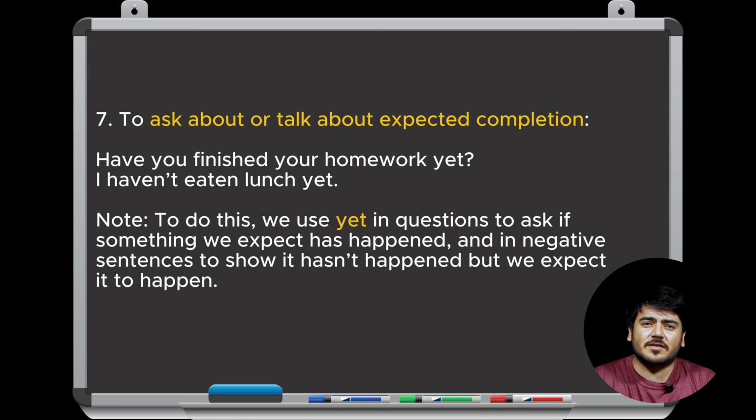Number seven, to ask about or talk about expected completion, like, have you finished your homework yet? Or, I haven't eaten lunch yet. To do this, we use yet in questions to ask if something we expect has happened, and in negative sentences to show it hasn't happened, but we expect it to happen.